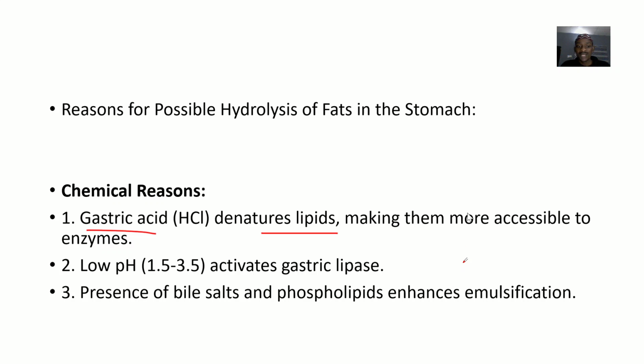Okay, then you should know that the stomach has a low pH. That's what has an acidic pH, which is about what? 1.5 to 3.5, and this activates what? Gastric lipase that will act on the lipids too.